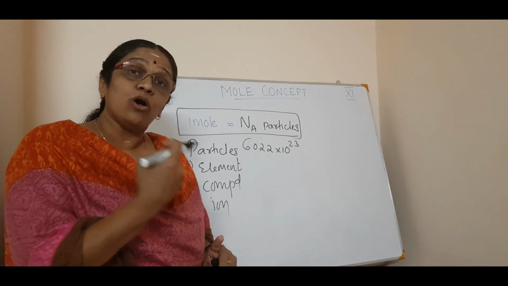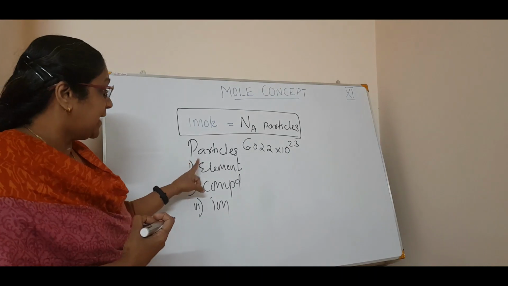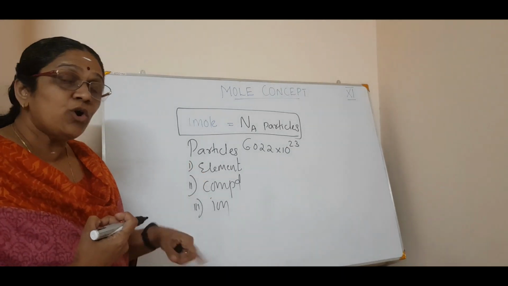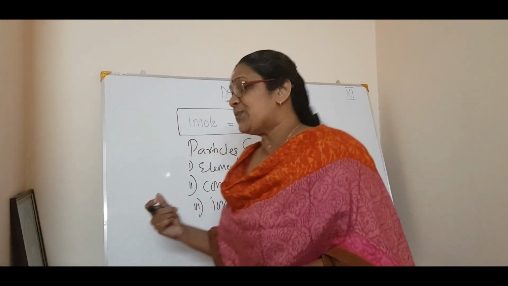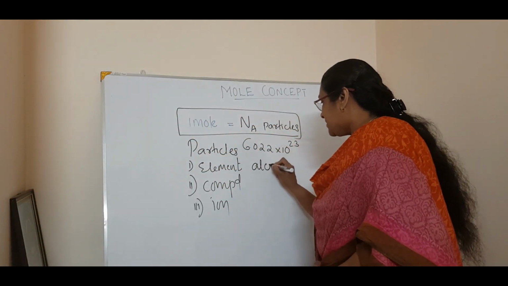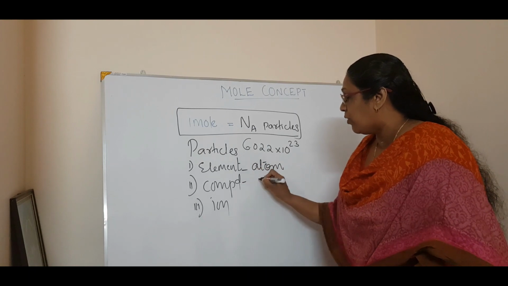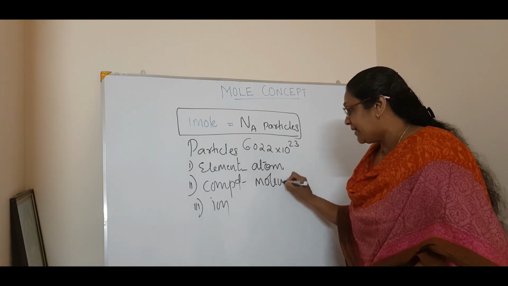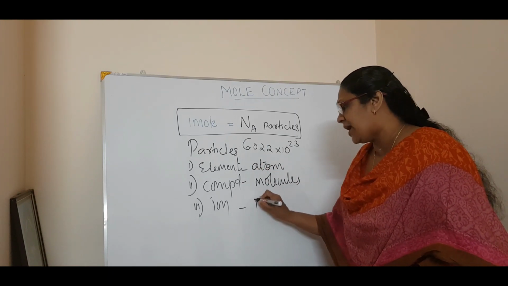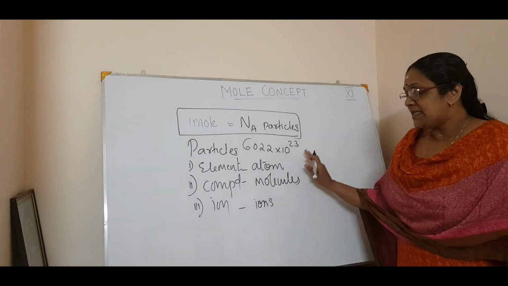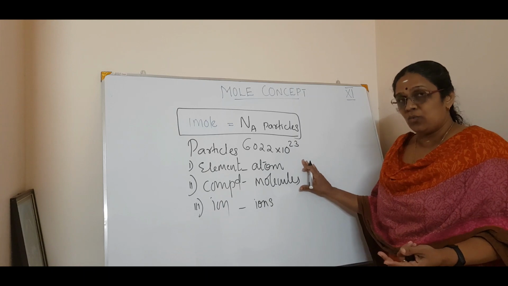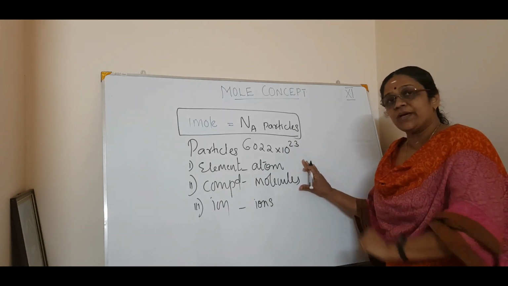Correct? Now, if I talk about particles, I said it can be of an element. Now, what do you mean by an element? Element means atoms. You can represent the element as atoms, isn't it? Now, compound means what? Compound means molecules. Correct? And ion means just ion. Correct? Okay, so please listen carefully. If somebody doesn't know the concept of mole, today you can reach out to it.